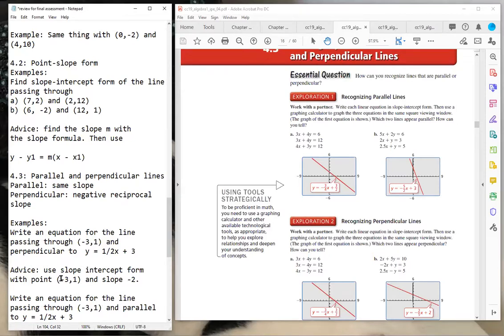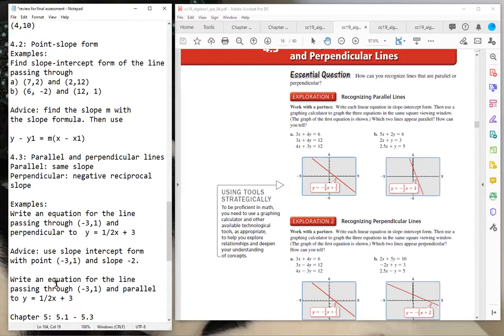So those questions are kind of fun once you get used to it, because you can read off the slope and the negative reciprocal is going to be -2. You've got the point given to you, and then you'll use this point slope form, plug in -2 here, and then plug in -3 for x1, plug in 1 for y1, and that'll give you the answer.